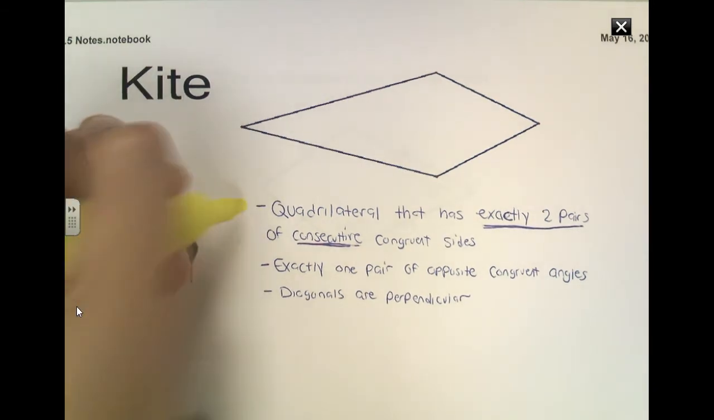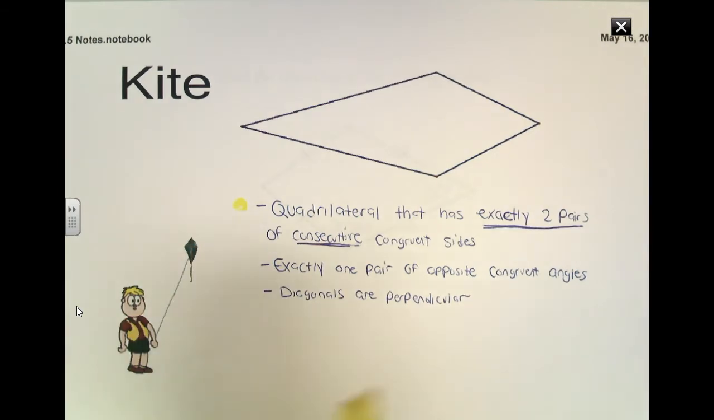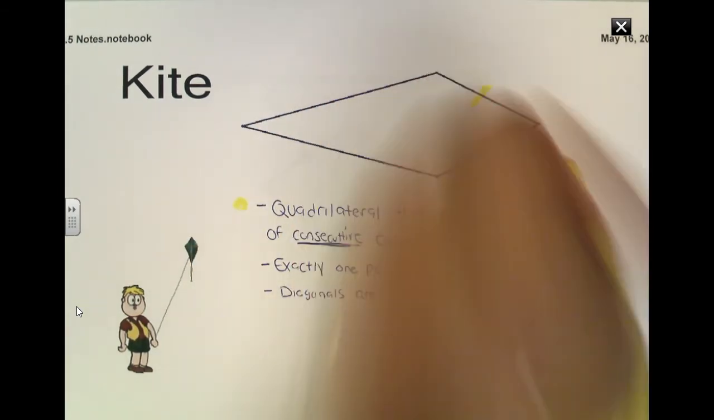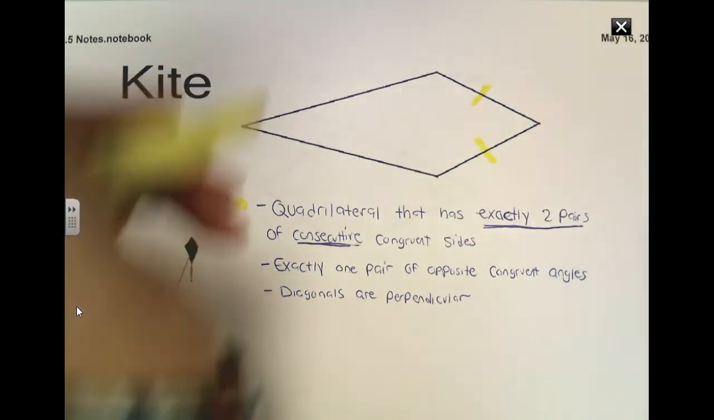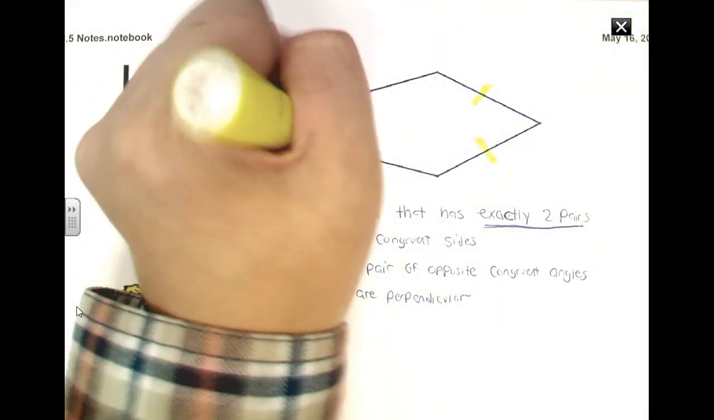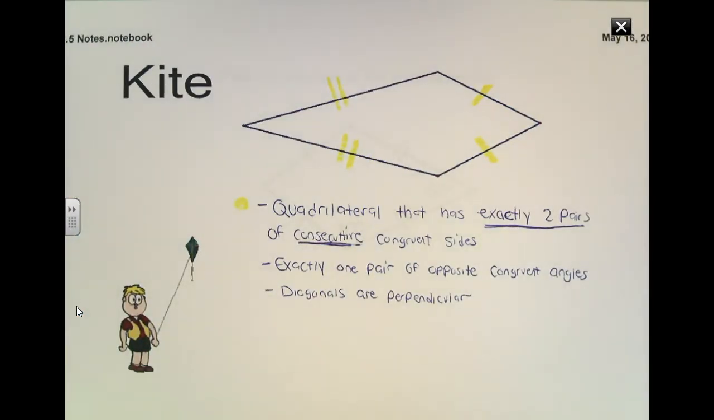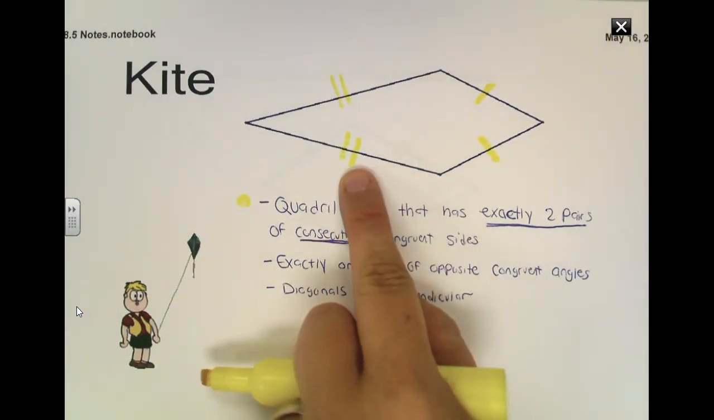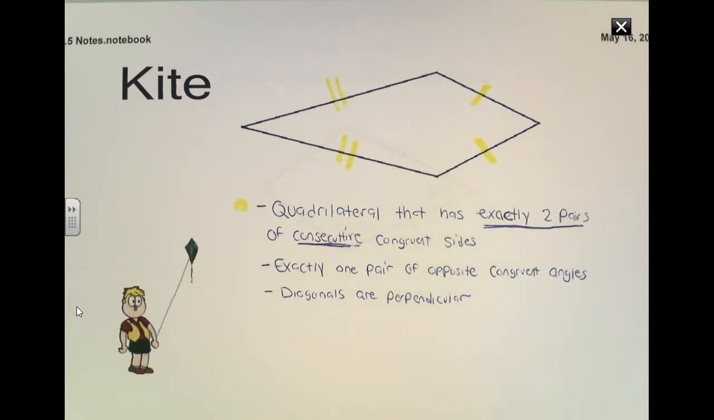As an example here, and I'll use the yellow highlighter, that would mean that this side and this side on the right side are congruent to each other, and then these two sides, since they're next to each other, would be congruent as well. Notice that this side on the left and this side on the right would not be the same.